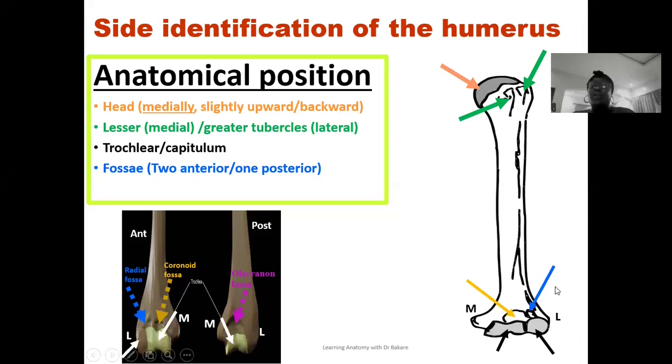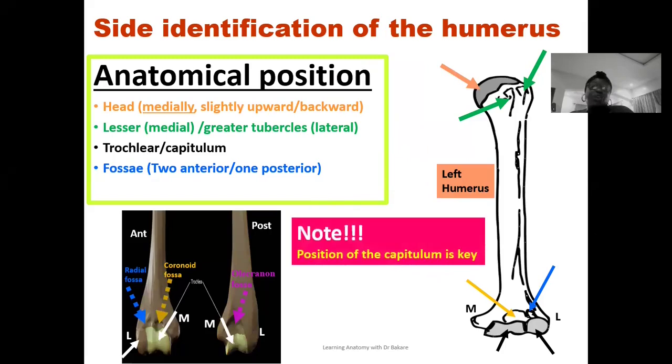This is to tell us that because we have two fossae at this lower part, this is the anterior surface. Then if you take this humerus and place it in its correct anatomical position, we would be able to establish that this is the left humerus. It is also important for us to add that the position of the capitulum generally can be used to do a side identification of the humerus. If the position of the capitulum is on the right side, it means that it is the right humerus. And if it is positioned on the left side, it means it is the left humerus.